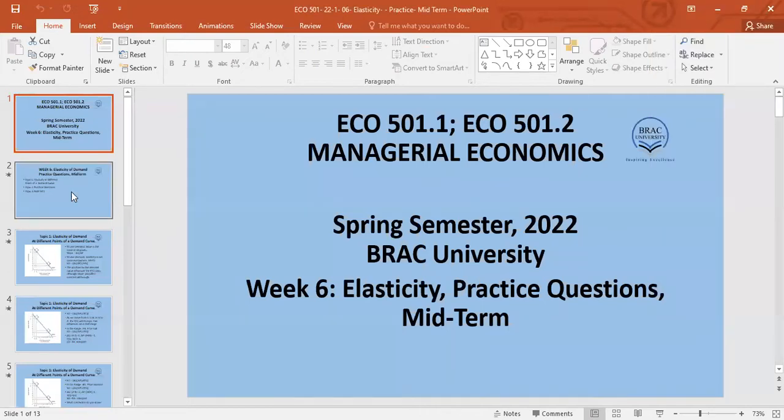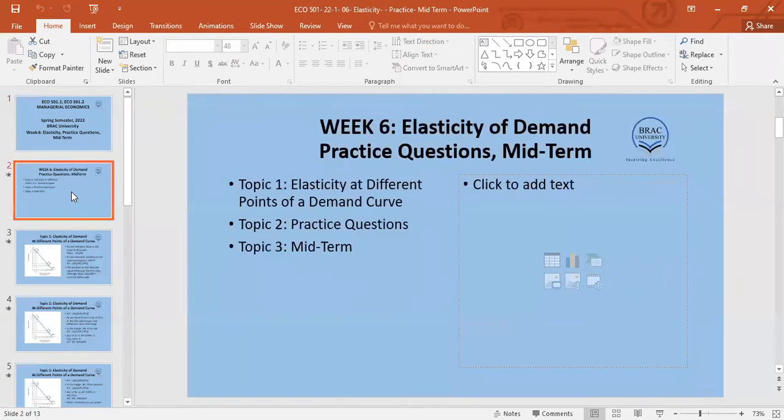As I said, first we discuss elasticity of demand at different points of a demand curve, what that means and what implications it has from a practical point of view. Then we focus on the practice questions in part 2, and we discuss the midterm and what the format will be, etc.